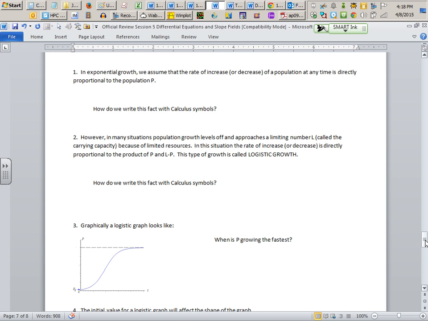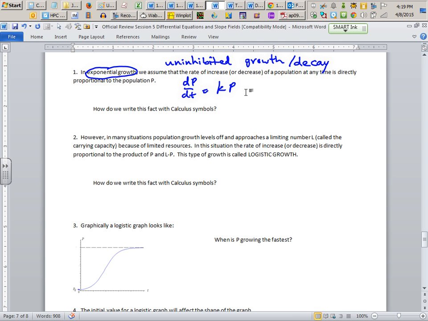So in exponential growth, we would assume that the rate of increase or decrease is directly proportional to population. So that's the whole dP/dt equals kP thing. dP/dt equals kP. This is called exponential growth or uninhibited growth. Sometimes it's a decay, where something is allowed to actually decay all the way down towards zero. So I should have written that, I'm sorry, under how do we write this fact. Yeah, so this was supposed to go here, sorry.